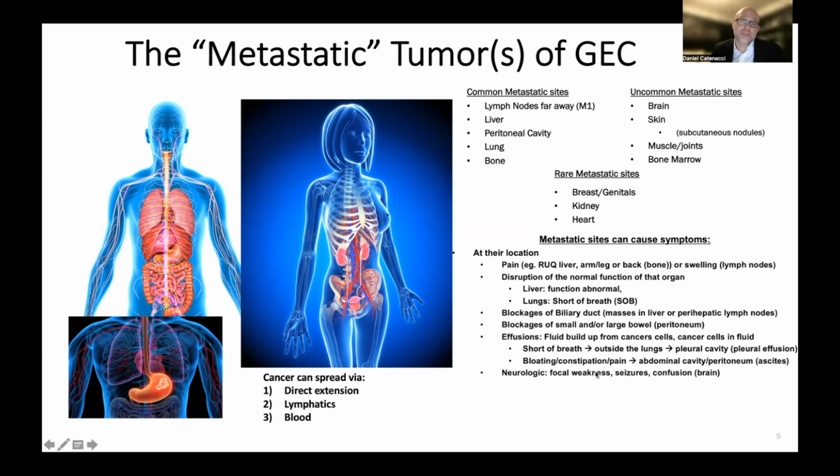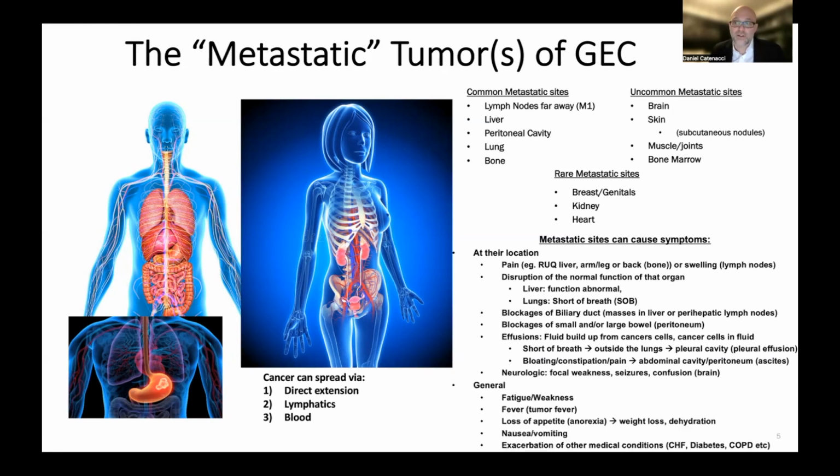And so these are examples. It's not an exhaustive list, and there's other things that could occur based on sites of where the cancer has spread to. But you get the sense that each of these sites can cause symptoms as a consequence of regional problems where the cancer has spread to.